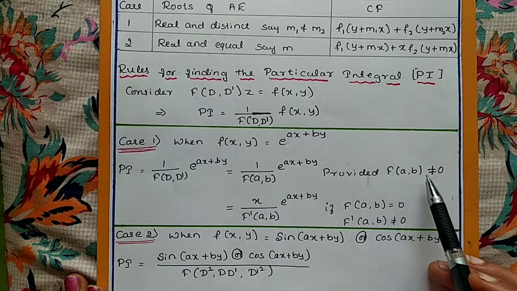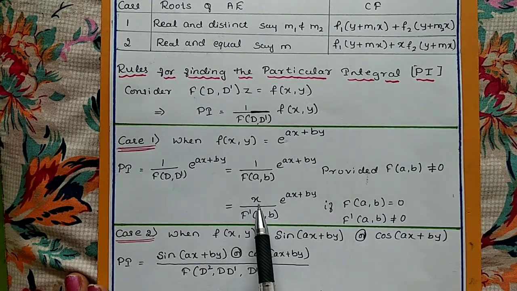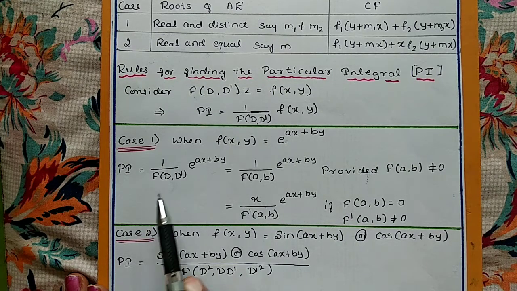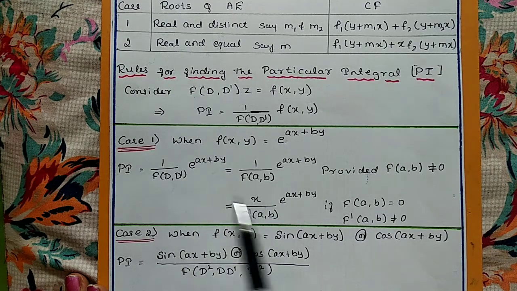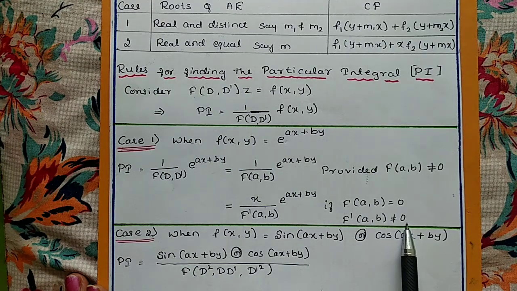Suppose F(a,b) = 0, then the particular integral is equal to x e^(ax+by) divided by F'(a,b). That is, we have to differentiate F(D, D') and then replace D = a and D' = b, provided that F'(a,b) is not equal to 0.